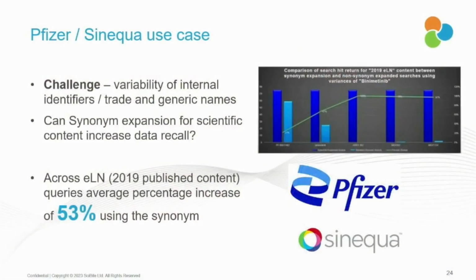Different use case, similar theme. Pfizer was searching across their ELN, but they were using 3 different data models to do it, 3 different models in the same domain. And so we worked with them on synonym expansion through the application of standards. And you can see the data there, a 53% increase in the hit rate once they did that synonym expansion based on those standards.